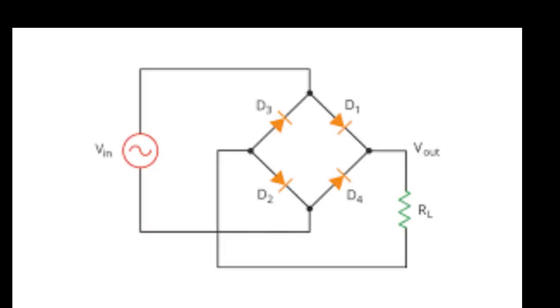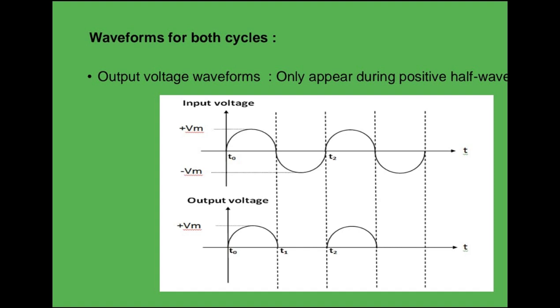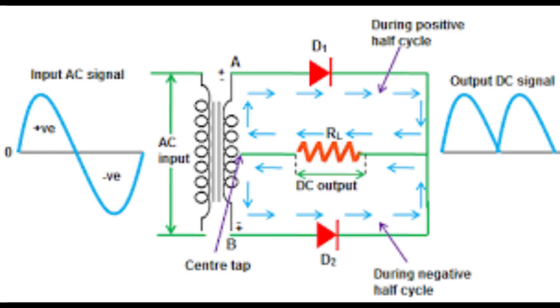For the full-wave rectifier, the concept is that it utilizes both the positive and negative half cycles of the AC input waveform to produce a DC output. This results in higher efficiency and a smoother DC output compared to the half-wave rectifier. There are two main types of full-wave rectifier, which are center tap and bridge rectifier. We will discuss the center tap full-wave rectifier.